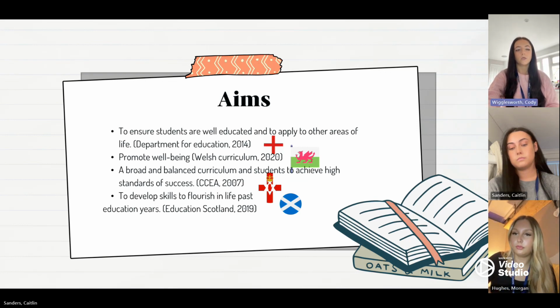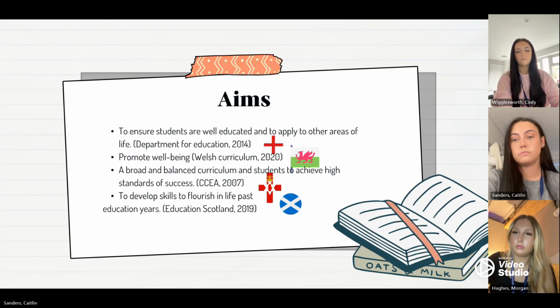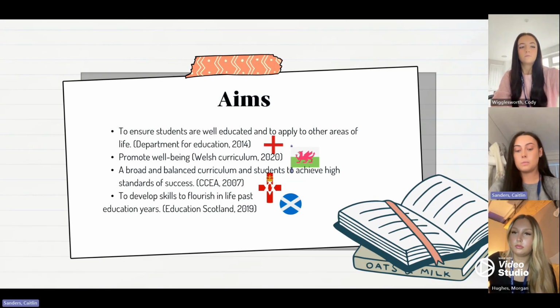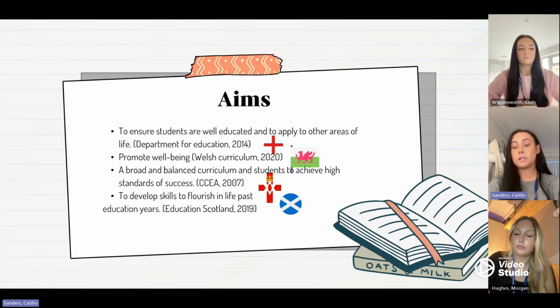For our third aim, we chose to have a broad and balanced curriculum and students to achieve high standards of success. This is from the Northern Ireland curriculum. We have decided to incorporate this because we want our students to go above and beyond in education and to balance pure education with areas of learning and experience. And finally, the last aim is to develop skills to flourish in life past education years. We have decided to add this aim from the Scottish curriculum because we believe primary school is the foundation to success in education. Therefore, if we can teach skills which will help them flourish, then that will set them up for an influential future.